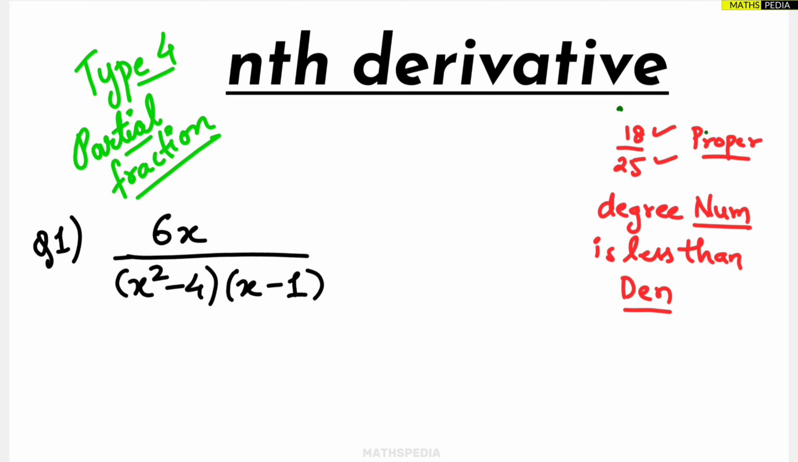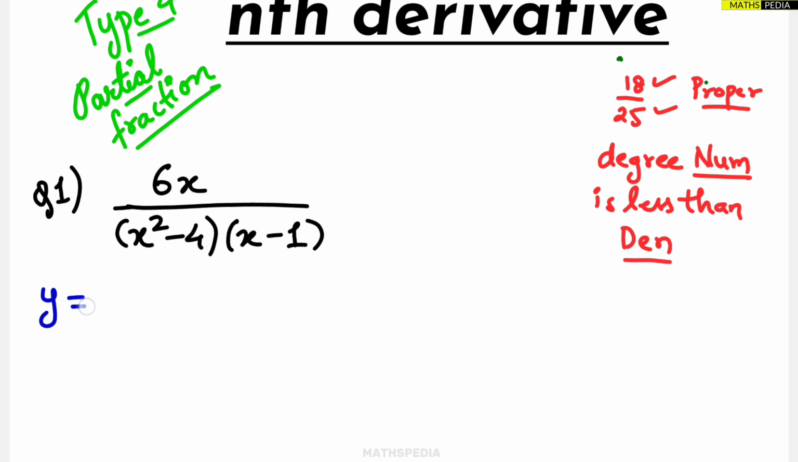For example, in this question you can see in the numerator we have x power 1, so the degree in the numerator is 1. But what is the degree in the denominator? Here x square is there, here x is there, so when you expand the brackets you will get x cube as the highest degree of x. So the denominator has x cube and the numerator has x power 1. That means the degree of the numerator is less than the denominator, correct? So we'll go for partial fraction. How to do that? Let us see.